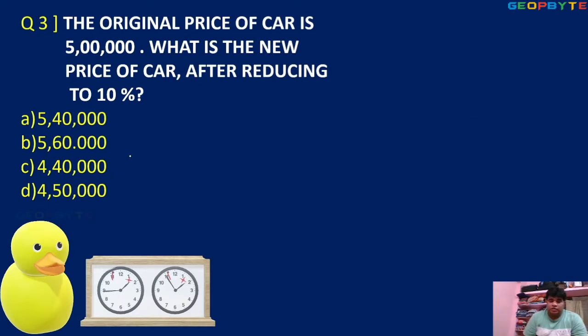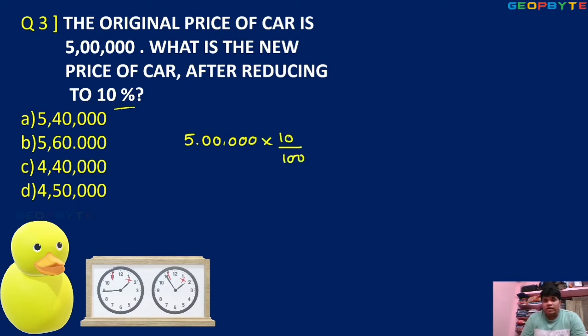Next. The original price of a car is 5 lakhs. What is the new price of the car after reducing by 10%? So after reducing 10% from 5 lakhs, 10% reduce.